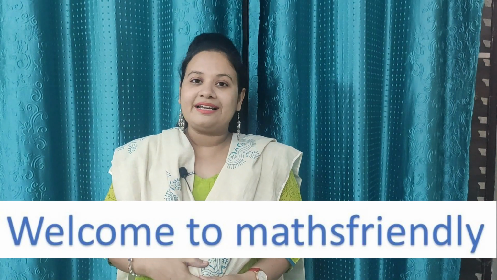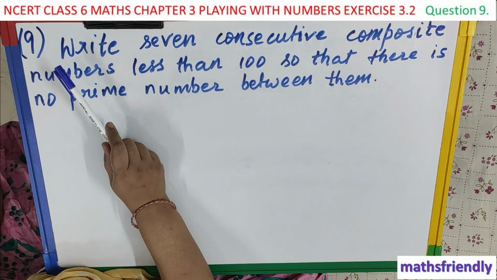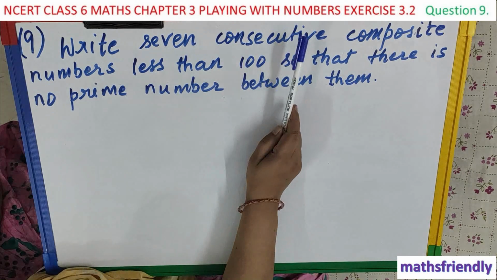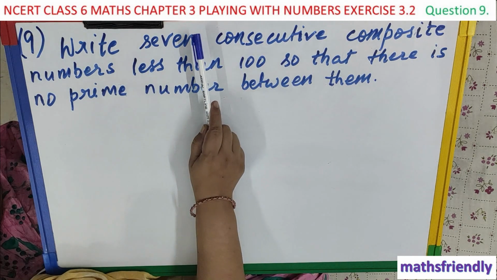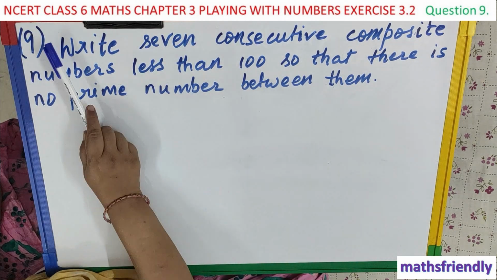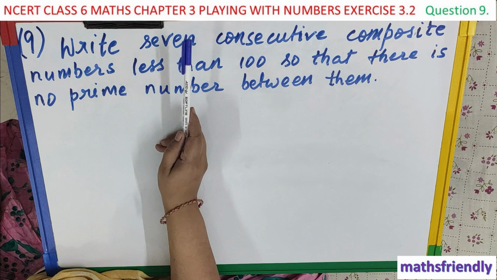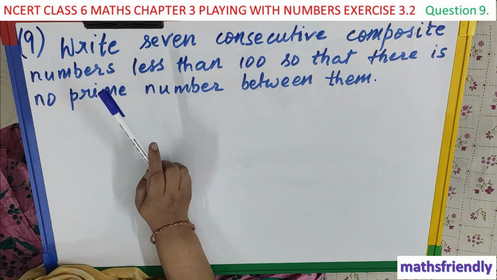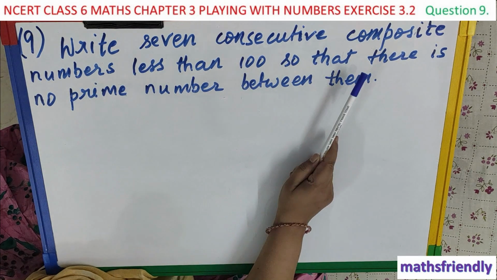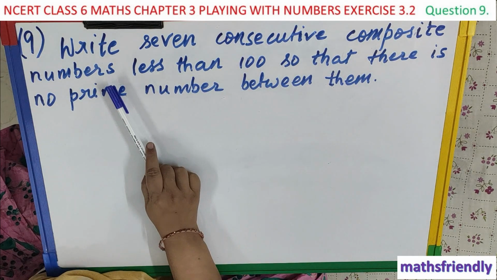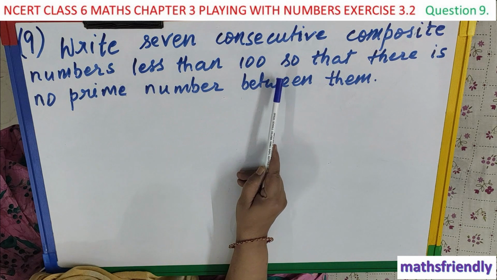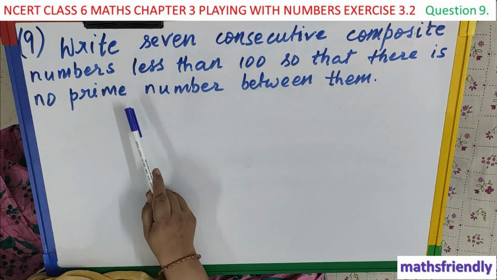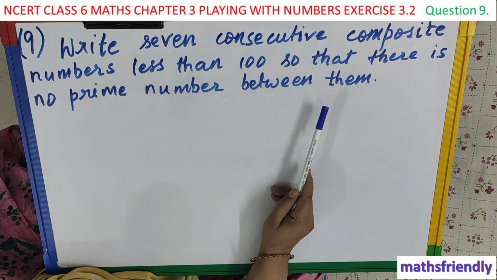Now let's start the class. In today's class we will do question number 9 of exercise 3.2 from chapter number 3, which is Playing with Numbers, from the 6th class Maths NCERT book. Now let us read this question. Write 7 consecutive composite numbers less than 100 so that there is no prime number between them.